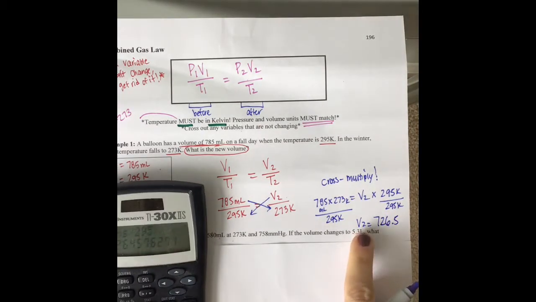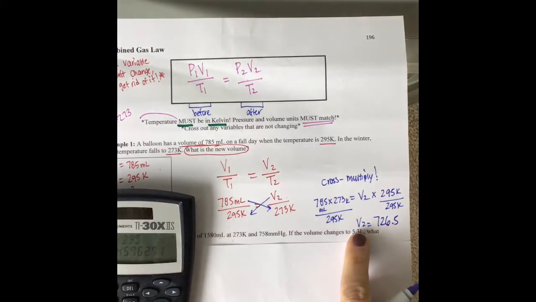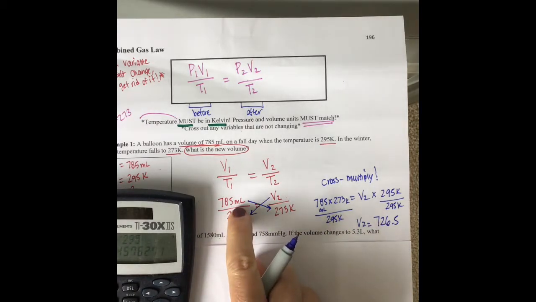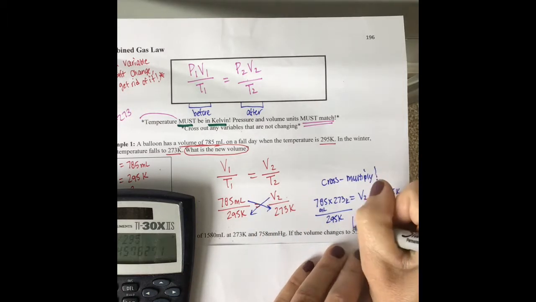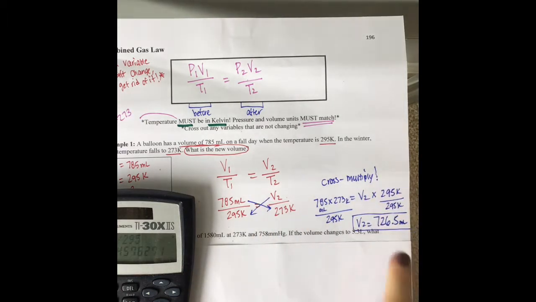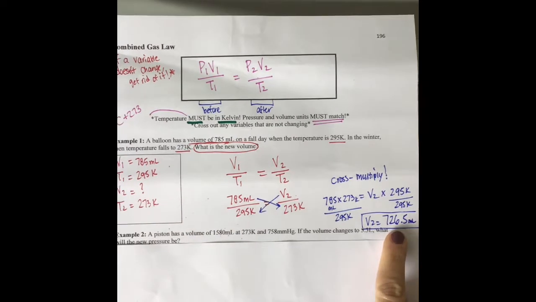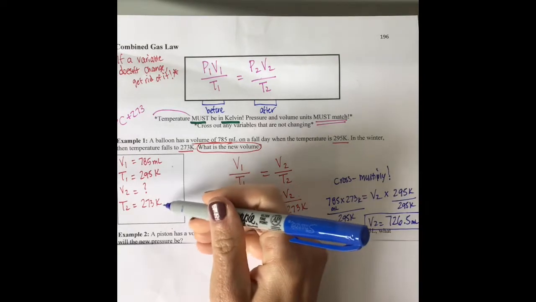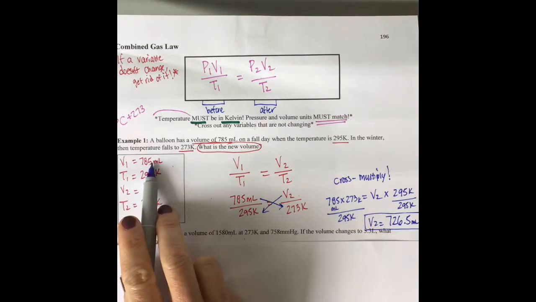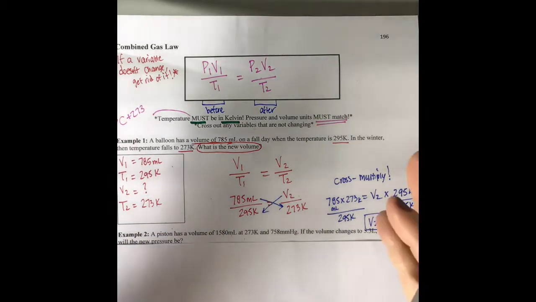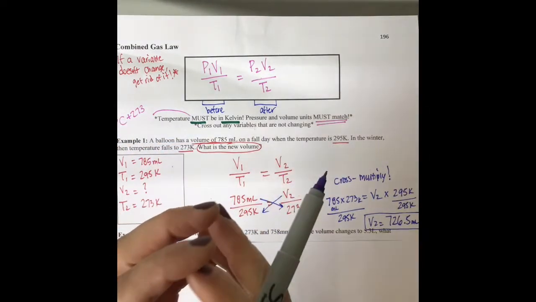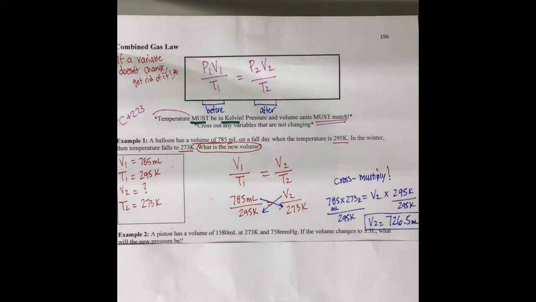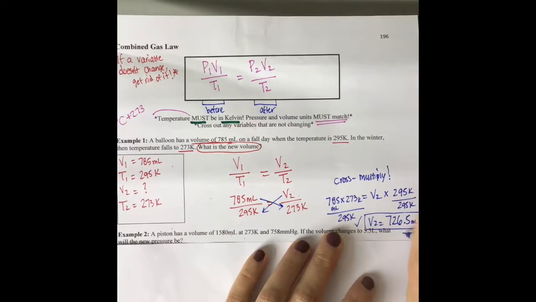What label should I put on this if it's a volume? My initial volume was in milliliters, so my final volume will come out in milliliters as well. And that's my answer. You probably do want to ask yourself, does that make sense? My temperature went down, my volume went down. The balloon got smaller as the temperature went down. The molecules started moving more slowly. That makes sense to me.